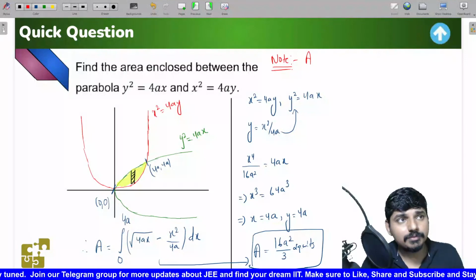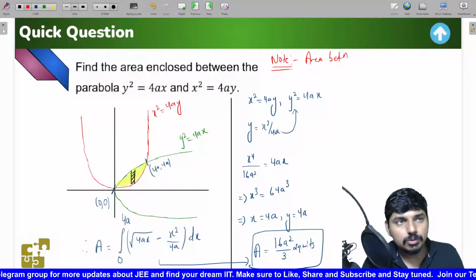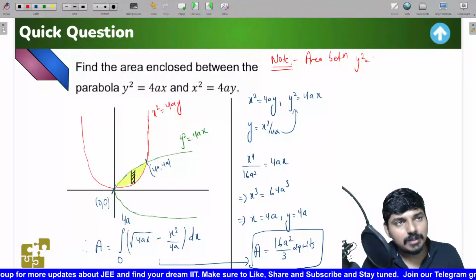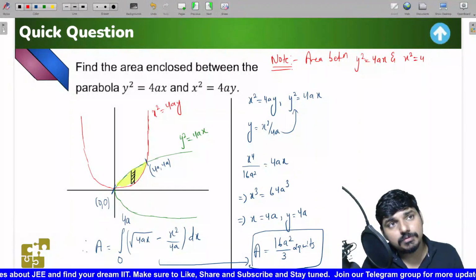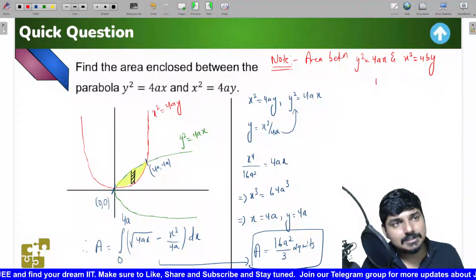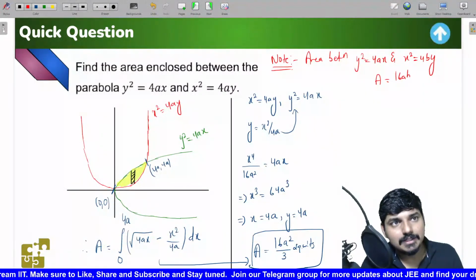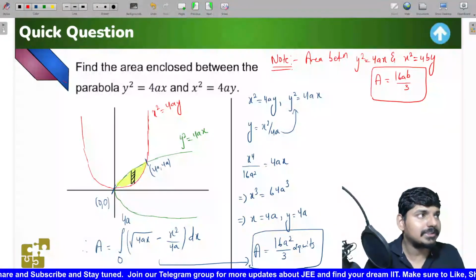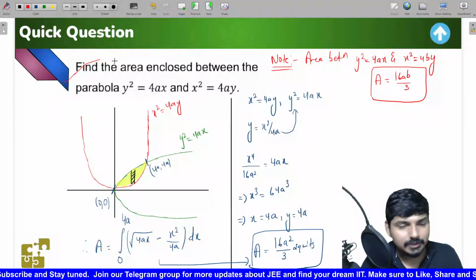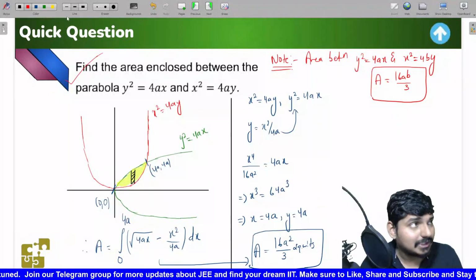So if you want to find the area enclosed between the two parabolas, y square is equal to 4ax and x square is equal to 4by, that is going to be given by the formula 16ab divided by 3. So this is the formula you are going to get. I hope this question is clear for all the students out there. Does anyone have any more doubt in this particular question? Is this clear for you?